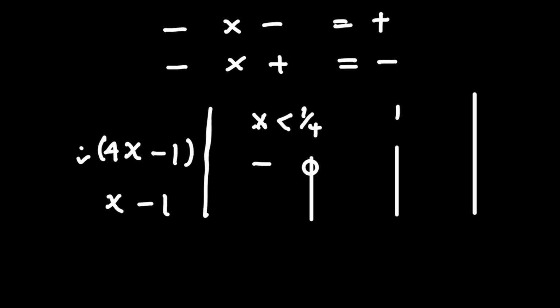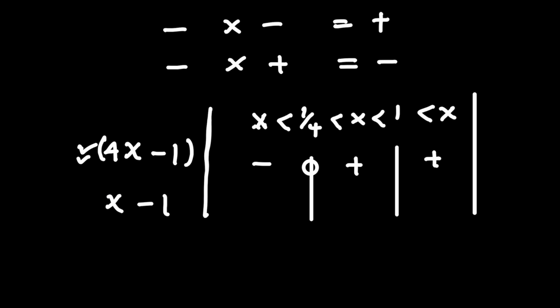And any value of x that is less than 1 but greater than 1 over 4, say 1 over 3, for example, if you insert it here, you are going to get a positive value. And any value of x that is greater than 1, let's say 10, if you insert it in this bracket in place of x, you're going to get a positive value.